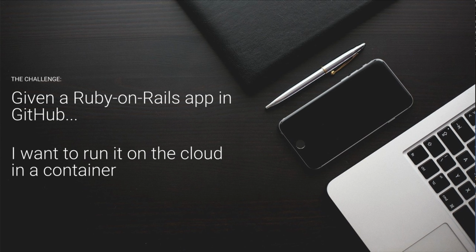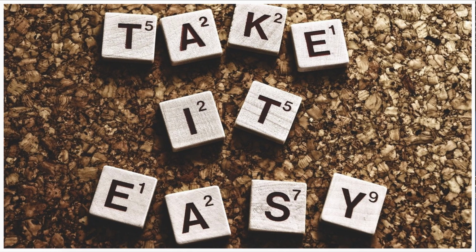So I've got this Ruby on Rails application. It's a simple Mastermind little web application. It's in GitHub. I want to run it on the cloud in a container. And I'm a moderately smart person, I want to think. Hold your laughter, please. So this should really be easy, right? I've got a bunch of AWS experience. I've worked in tech my entire life.